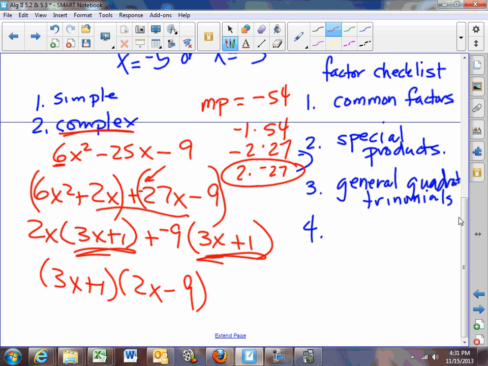That is general quadratic trinomials. Some simple, some complex. When they get to be complex, use the Dorset method.